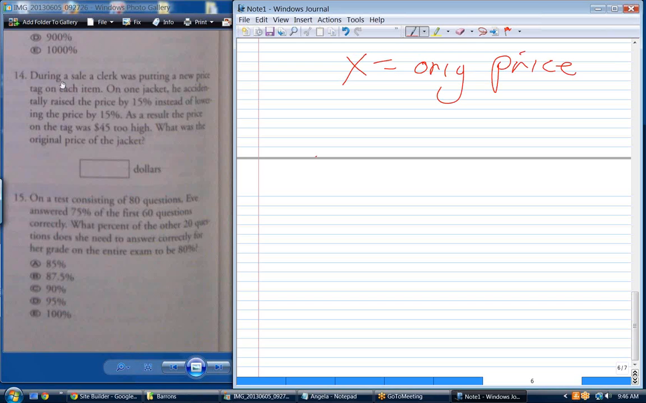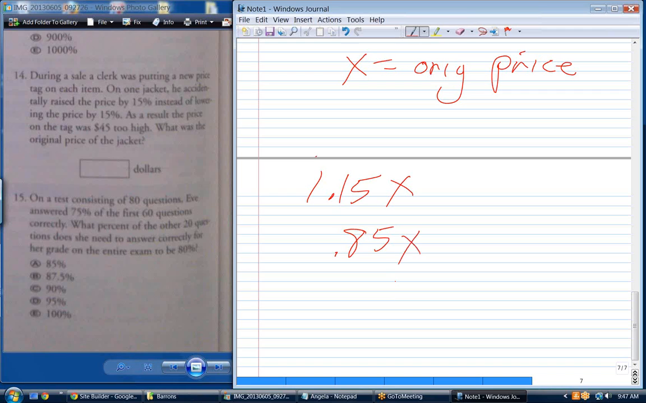Okay, now let's start from the front of the sentence. On one jacket, he accidentally raised the price by 15% instead of lowering it. So what price did he put on the jacket? He put 85. Oh. That price right there. In other words, whatever the original price was, he put 1.15 times it. What should he have put? 0.85.